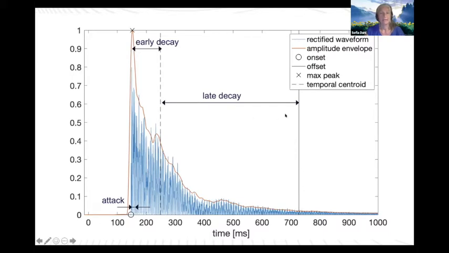And here we have the late decay phase. Here we have the early decay phase. Here is this little short attack phase. And then we have the total duration between these two.